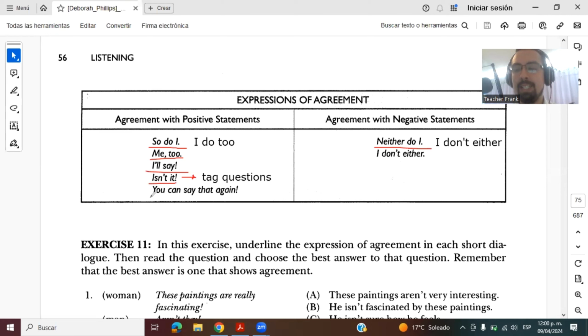But if a person says it to you, they agree with you, right? Like, the movie is so good, isn't it? Right? You can say that again, right? It's so true that you can repeat it, right? This is also an expression.